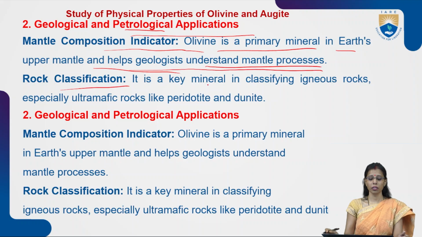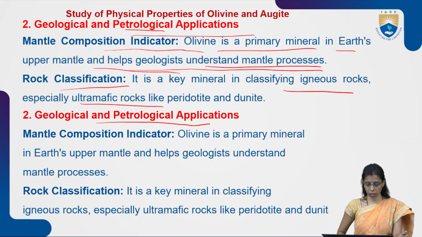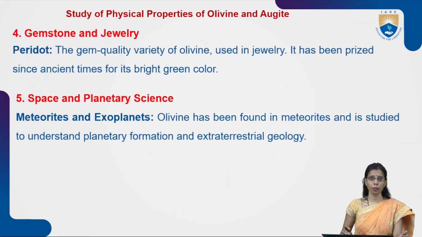Now, rock classification: it is a key mineral in classifying igneous rocks, especially ultramafic rocks like peridotite or dunite. So among the geological and petrological applications, it is used as a mantle composition indicator and for rock classification, especially of ultramafic rocks.